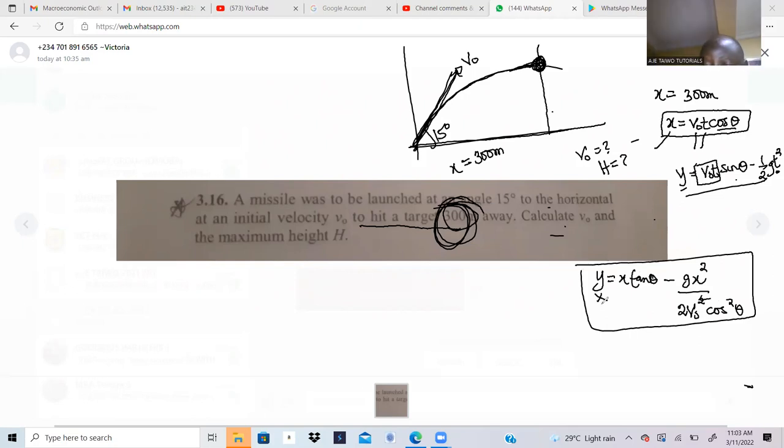we don't know Y, it was not given. We know X, we know theta. We don't know V naught. There are two unknowns here, so we can't apply it either. Therefore, we have no choice again. You have to assume that 300 is the range.